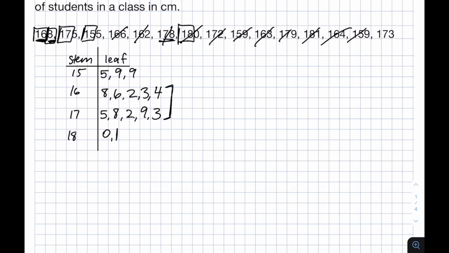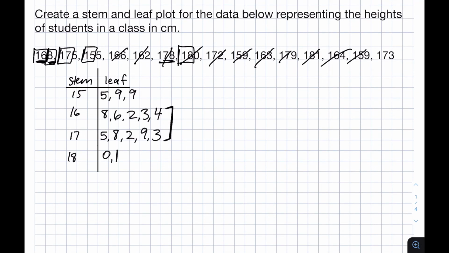We can see that there are data clusters right here, so around 160 to 179 is where the mean is, so the average height will be probably around here in this class.